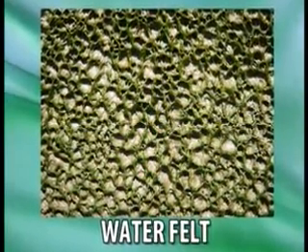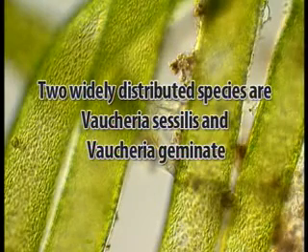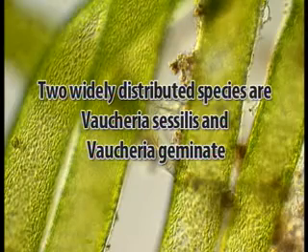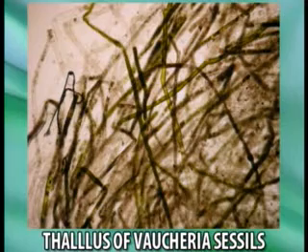The terrestrial species form extensive yellowish or deep green dense covering or mat on wet soil and in flower pots in greenhouses, commonly known as water felt. Two widely distributed species are Vaucheria sessilis and Vaucheria geminata. Vaucheria sessilis occurs both on land and in water, while Vaucheria uncinata is aquatic and Vaucheria amphibia is amphibious.